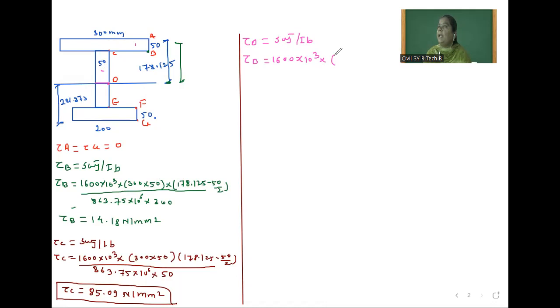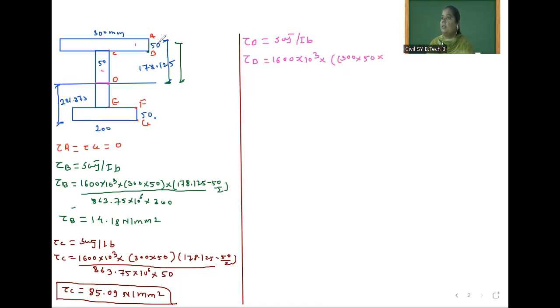For first strip, area is nothing but 300 into 50 into this centroid, which is 178.125 minus 50 by 2, plus now we will consider this second strip. Width of the second strip is 50, 50 into this height. This total depth is 300. So out of that how much remaining? 150.